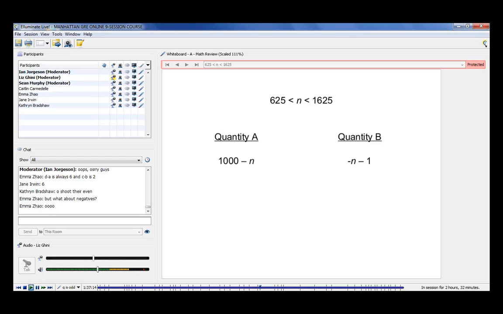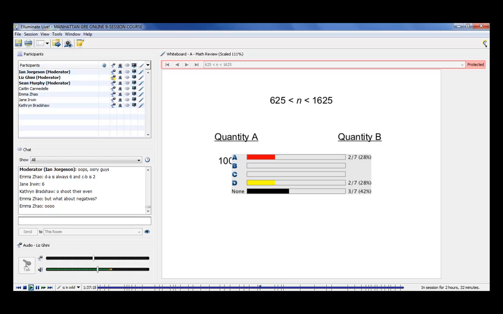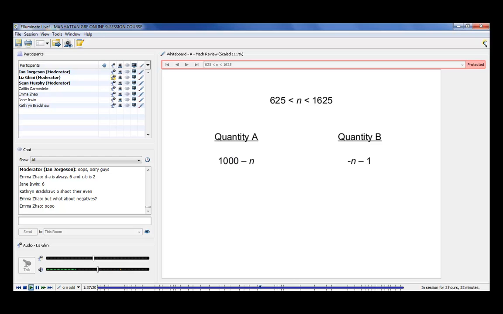Now this is a really interesting problem. I'll show you our answers. We're split. We don't know whether it's A or D. So let's think about our methodology. We know that N is between 625 and 1625. So how should we think about this? What should our approach be? Somebody tell me what an approach is.